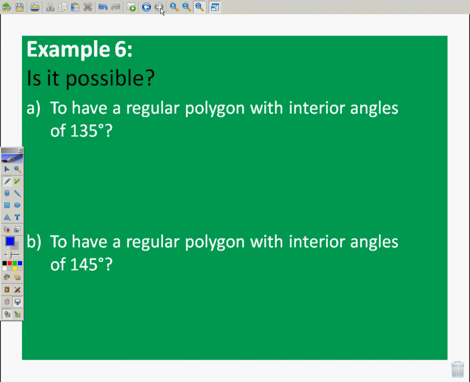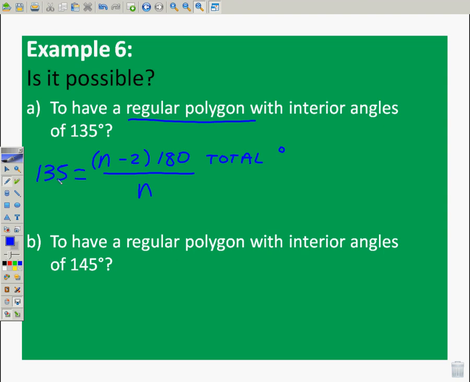Last example. Is it possible to have a regular polygon with interior angles of 135 degrees? So we are saying it is a regular polygon. Our formula is going to be n minus 2 times 180. That's the total degrees. And we would divide that by the number of sides because it's regular. And we want that to equal 135.